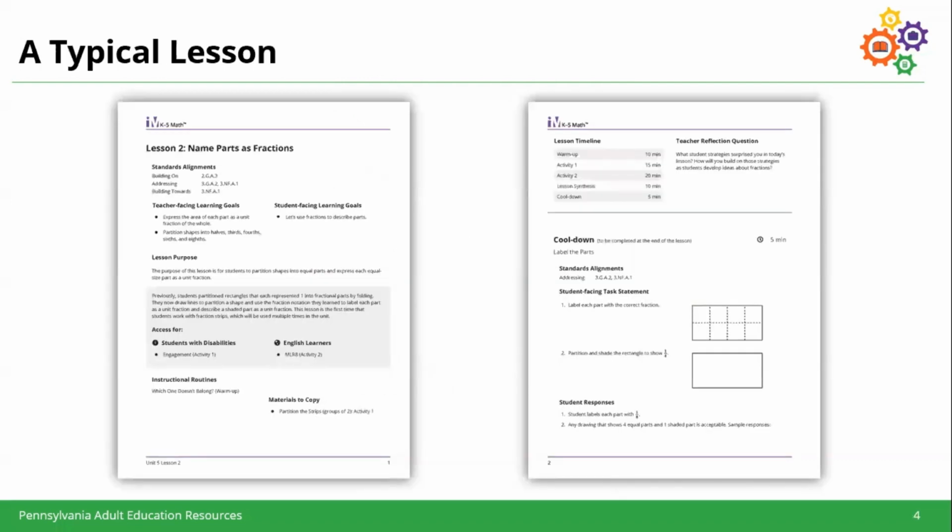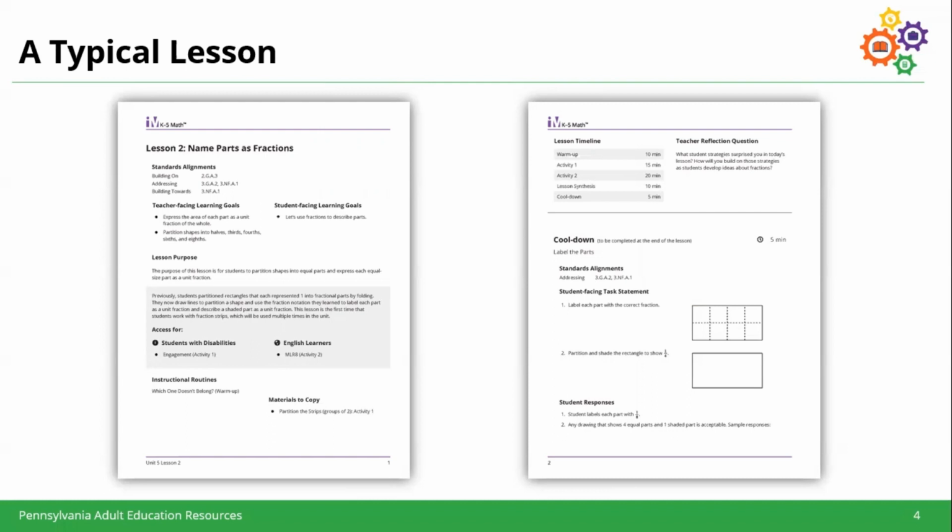Let's take a look at an example lesson from the curriculum. You will notice first that there is a section for standards, which lists the Common Core versions of the standards associated with the lesson. There are also sections for teacher and student goals and a lesson purpose. The text in the gray box indicates background knowledge or content and skills students should know before teaching this lesson, along with suggested adaptations for students with disabilities and English language learners.